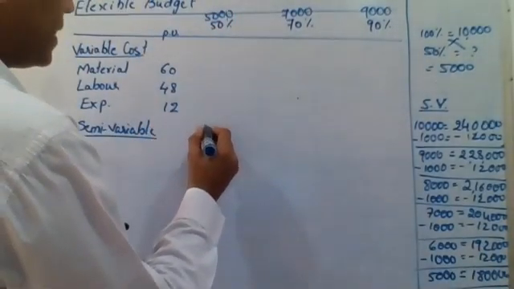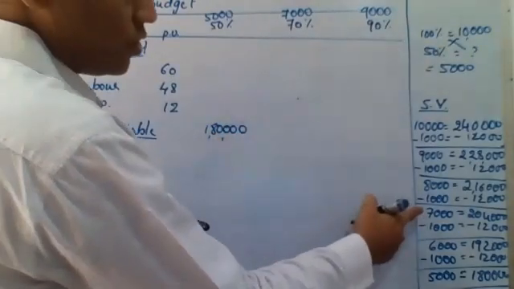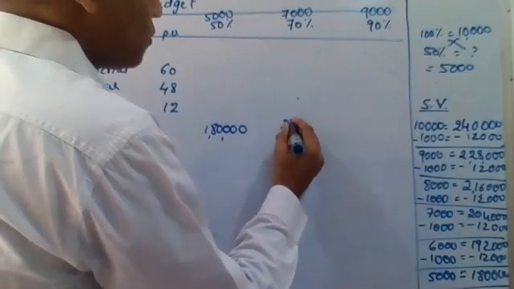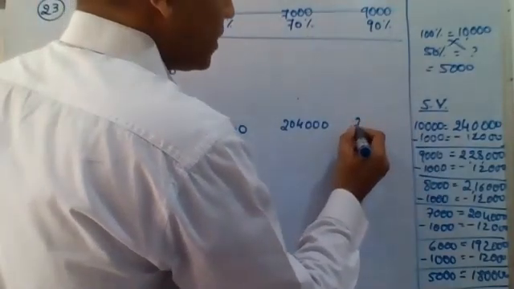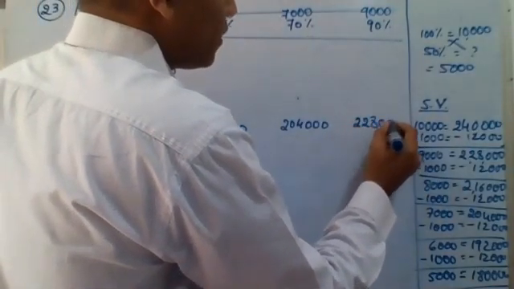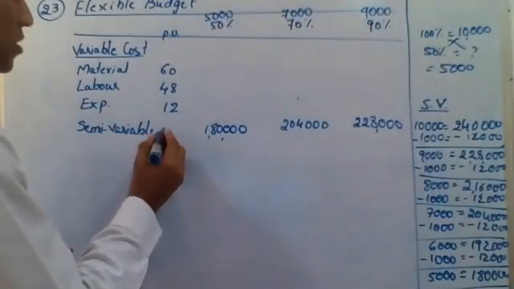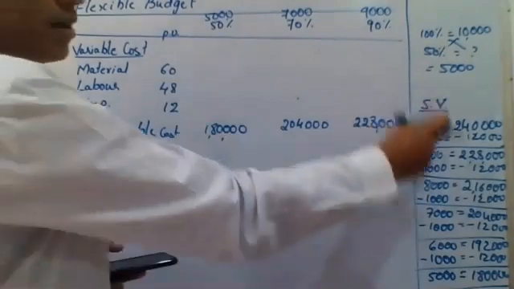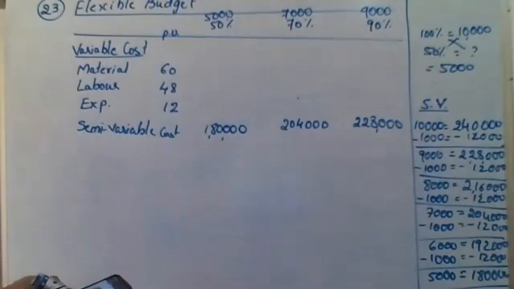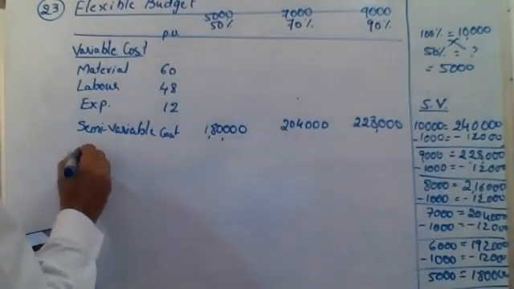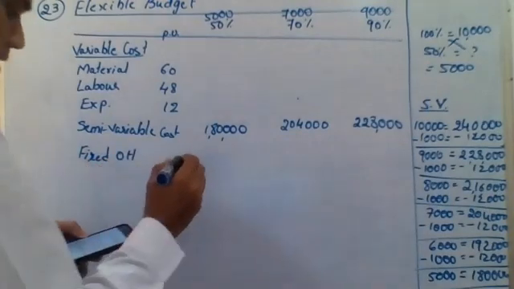So I'll directly write 1,80,000 here. At 7,000 units, the cost is 2,04,000, so I'll write 2,04,000. At 9,000 units, the cost is 2,28,000, so I write 2,28,000. Semi-variable cost, I have directly done it in the working notes. Then, what about the fixed cost? Fixed overheads are estimated to be 3 lakhs. So fixed overhead cost is 3 lakh rupees.